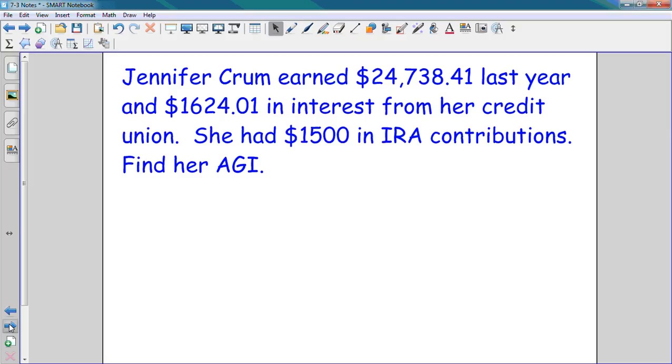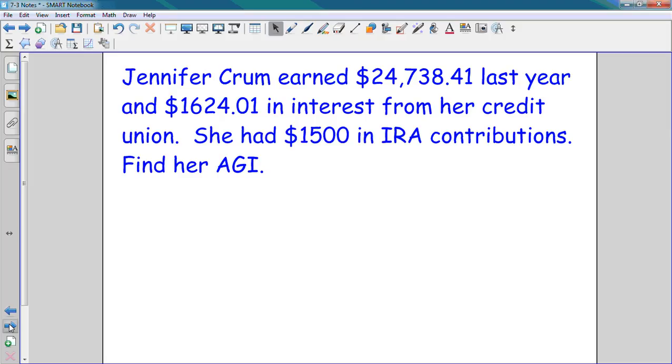That's Jennifer Crumb's W-2. Jennifer Crumb earned $24,738.41. Look at her W-2 in box number 1, $24,738.41. That's where she got that number. Then she also earned $1,624.01 in interest from her credit union. Look down at the 1099 that she got. 1099 INT, 1099 interest is what it means. If you look at box number 1, it tells you she earned $1,624.01 on her 1099 interest form, and that's where she got that number.